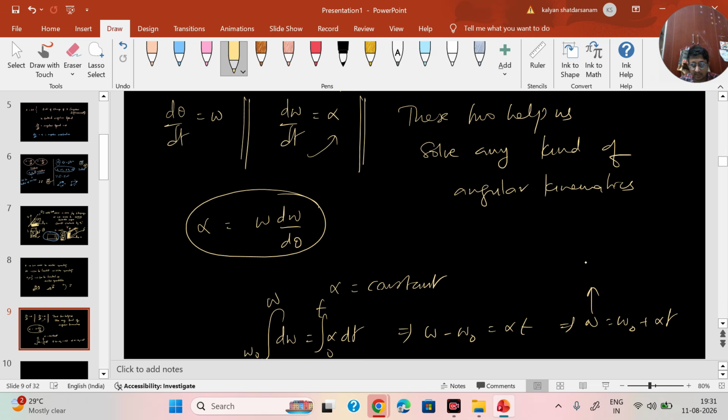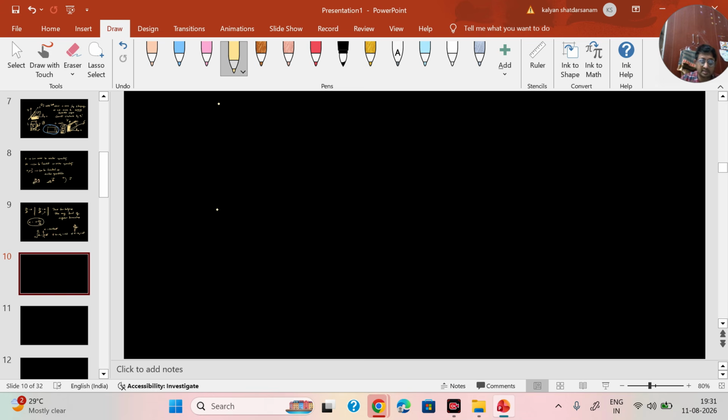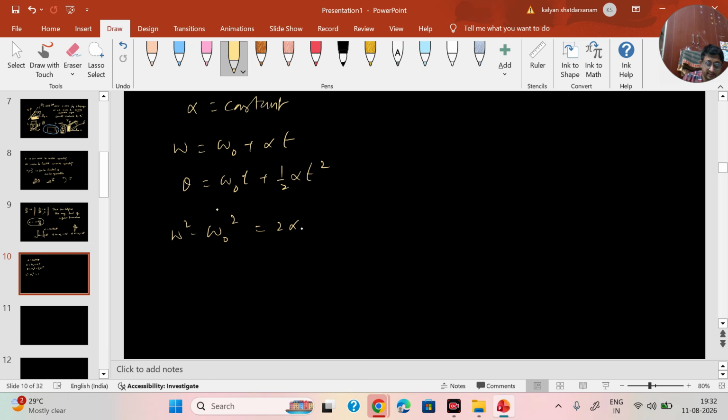Again, you write this omega as d theta by dt and integrate. You get theta is omega naught t plus half alpha t square, just like kinematics. So we have similarly 5 equations here. Let me write them. If alpha is constant, we have the equations of motion here. Omega is omega naught plus alpha t. Theta is omega naught t plus half alpha t square. Omega square minus omega naught square is 2 alpha theta. Theta is omega t minus half alpha t square.